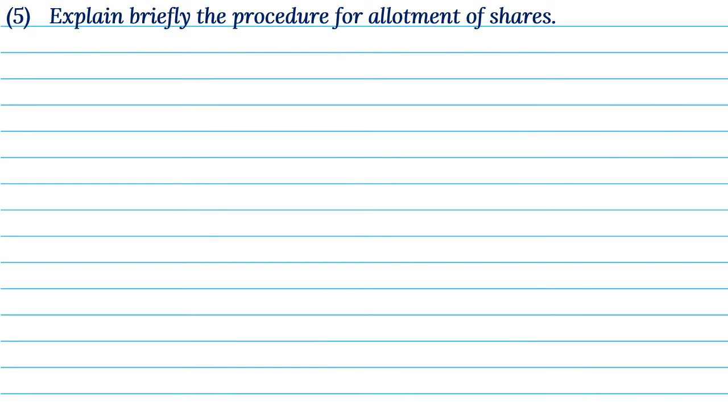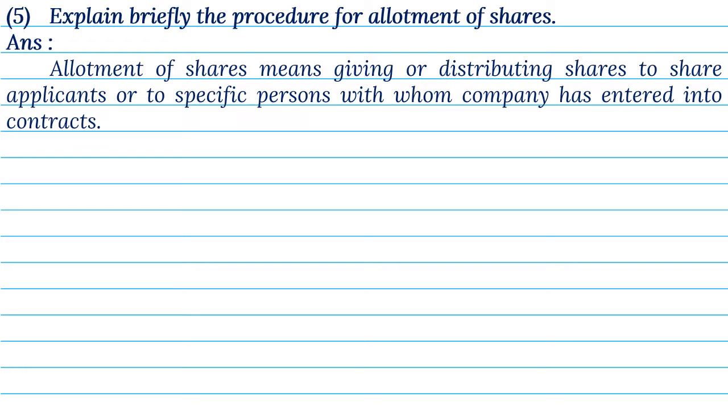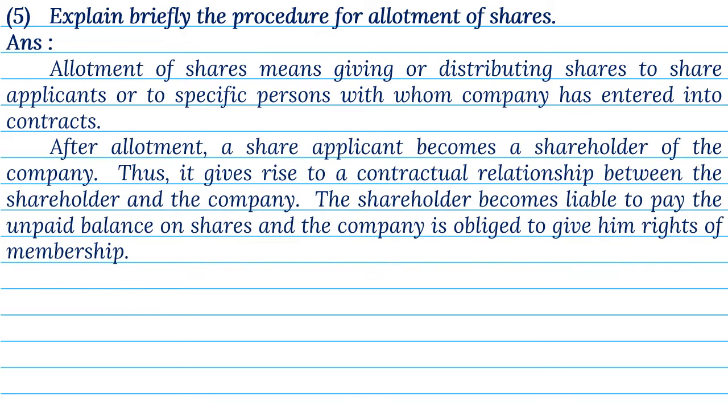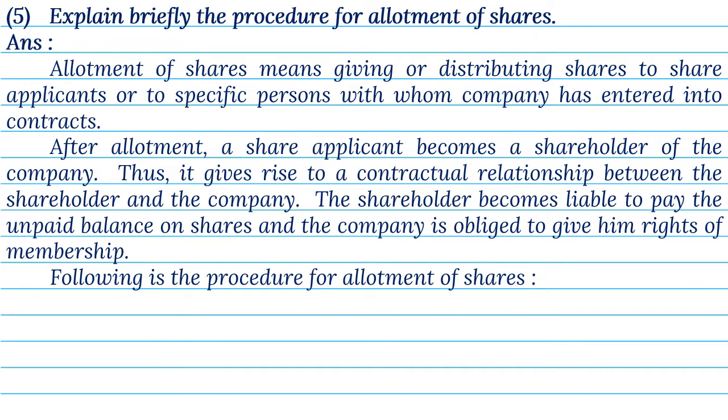5. Explain briefly the procedure for allotment of shares. Answer. Allotment of shares means giving or distributing shares to share applicants or to specific persons with whom the company has entered into contracts. After allotment, a share applicant becomes a shareholder of the company. Thus, it gives rise to a contractual relationship between the shareholder and the company. The shareholder becomes liable to pay the unpaid balance on shares, and the company is obliged to give him rights of membership. Following is the procedure for allotment of shares.